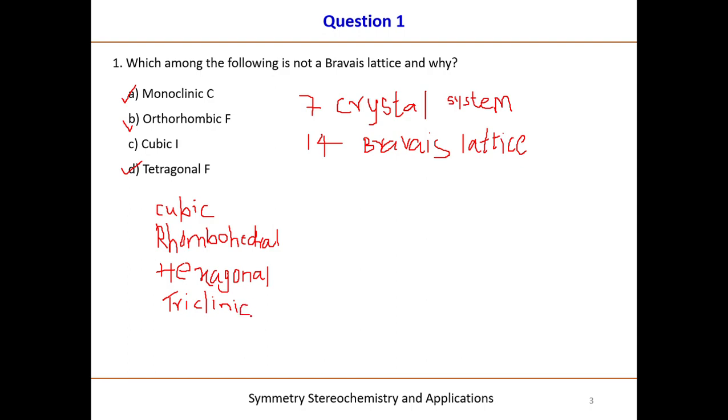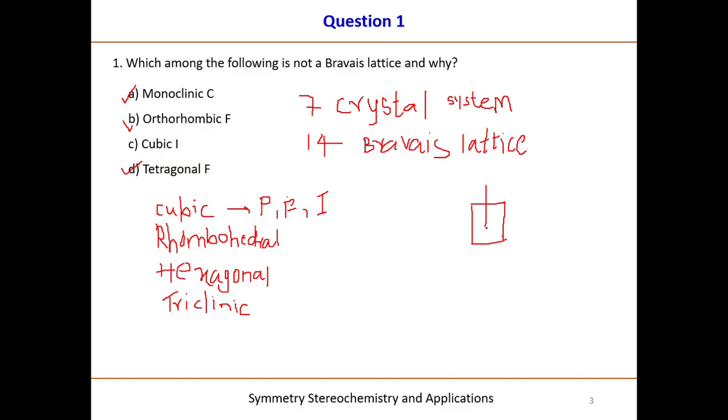So these are the 7 crystal systems present in the lattice. While we are talking about the Brevis lattice, in cubic lattice we have 3 Brevis lattices. First one is primitive, then face centered, F, and I means body centered, right? So PFI means primitive, face centered, and body centered. All 3 are present in cubic lattice. So what is primitive? I will draw here.